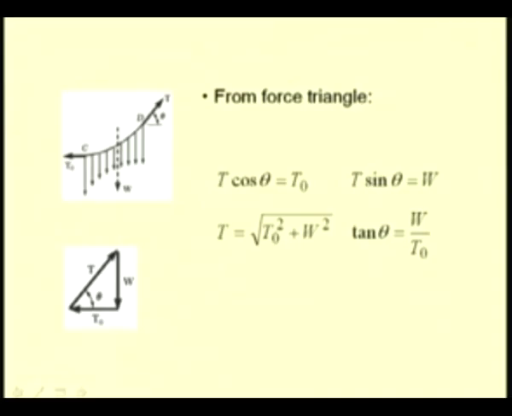We have the magnitude of T as square root of the sum of the squares of the sides, T naught square plus W square, and this angle theta is nothing but tan inverse of the opposite side, that is W by T naught. So, these equations come from this force triangle.